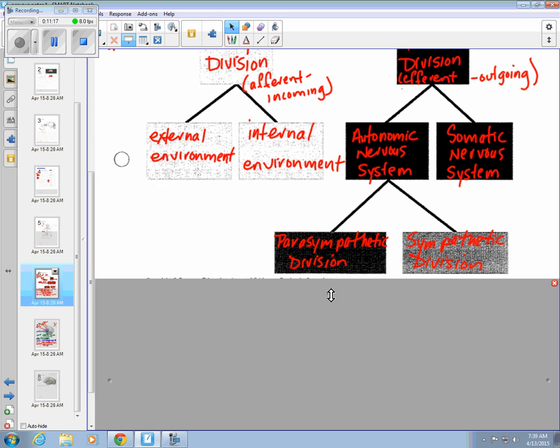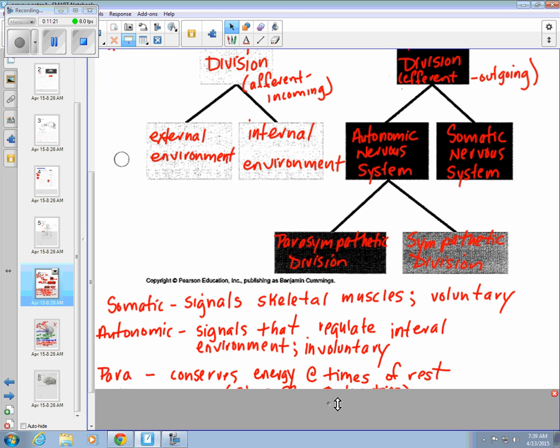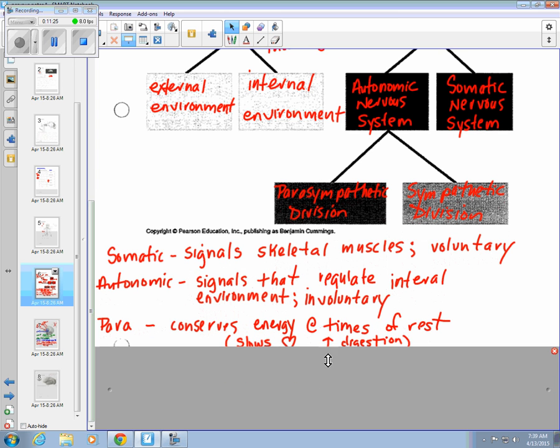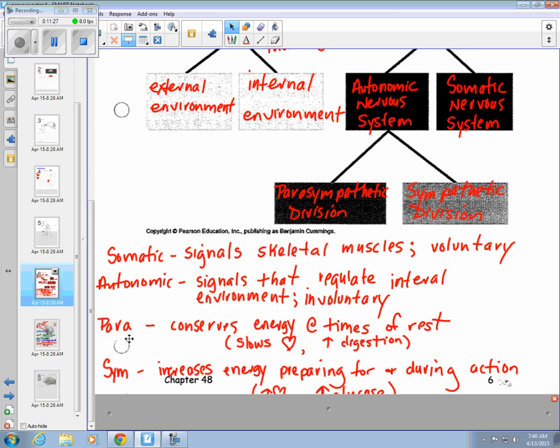From the autonomic nervous system, we have the parasympathetic division and the sympathetic division. Now, the parasympathetic division, I have some information written a little farther down. The parasympathetic division is going to help conserve energy at times of rest. This is going to help to slow your heart rate a little bit, not too much, but it's also going to increase your digestion. So the parasympathetic nervous system here is going to pick up while you're at nighttime, usually when you're sleeping.